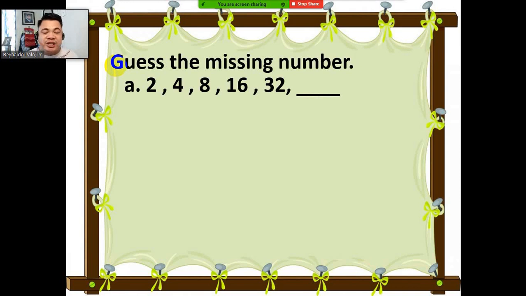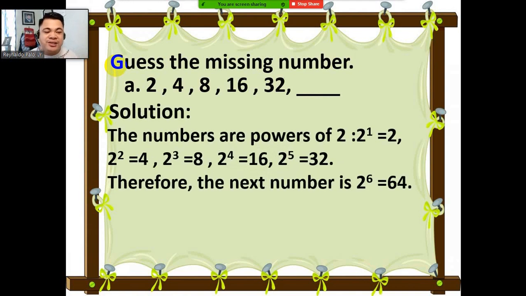2, 4, 8, 16, 32. What do you think is the next number or next term of the sequence? Very good. It is 64. The solution is that the numbers are powers of 2. 2 raised to the first power is 2. 2 raised to the fifth power is 32. Therefore, 2 raised to the sixth power is 64.